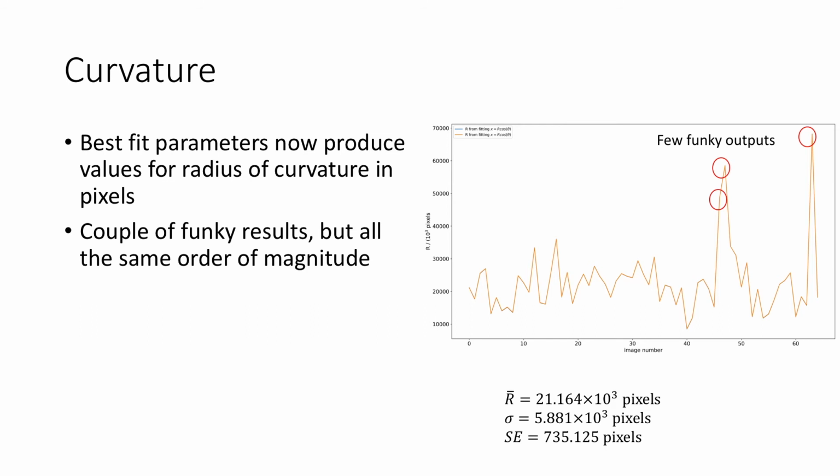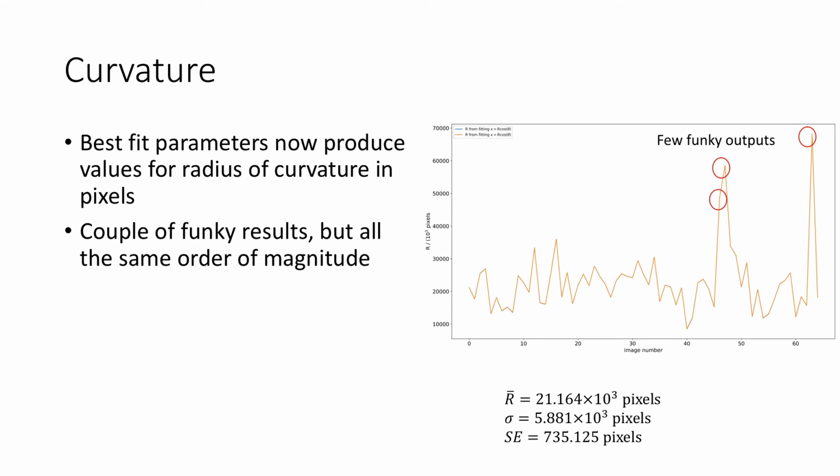Over all the images, we find that the average radius of the circle is just over 21,000 pixels with a standard deviation of just under 6,000. So that's pretty consistent with a standard error of 735 pixels, or 3%. This will decrease with the number of images the analysis is run on. So yes, this clearly demonstrates that there is curvature.